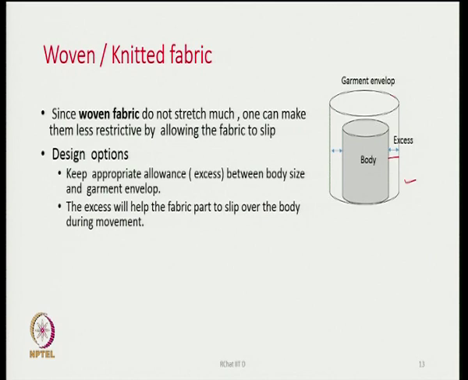The design option is to keep an appropriate allowance of excess between body size and the garment envelope, and the excess itself will help the fabric to slip over the body. Because there is hardly any force between the body and the fabric, whenever the body part is changing, either bending or twisting or stretching, the contact is almost not there, and therefore contact pressure will be very, very low and the fabric is going to slip easily.